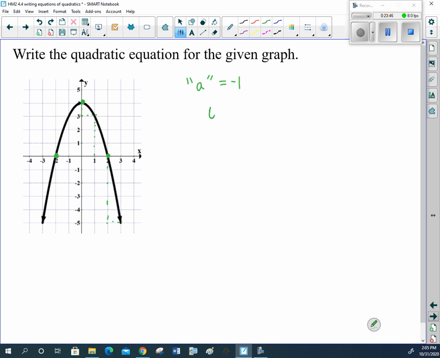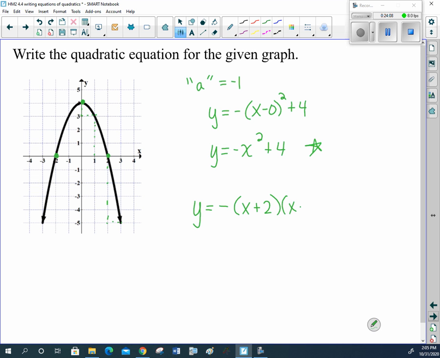So I could say y equals negative. I could do vertex form. (x minus 0) quantity squared plus 4. Well, we don't write x minus 0, so we just say y equals -x squared plus 4. I could do that form. Or I could have done intercept form since I know the two x-intercepts, and I could put the negative sign and go (x plus 2) and (x minus 2).